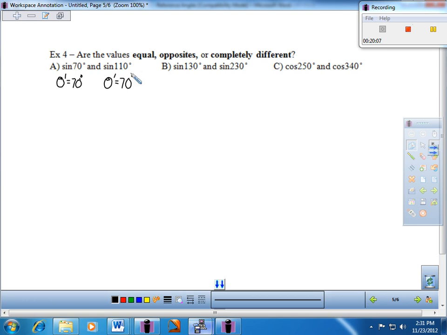Now I just have to determine, are they going to be the same, or are they going to be opposites from one another? So guys, 70 degrees, we all know is in quadrant 1, and sine is positive in quadrant 1. 110 degrees, everybody, it's in quadrant 2, and sine is positive in quadrant 2. And so as a result, sine of 70 and the sine of 110 should be the exact same. Again, I'm going to ask you to do these without the calculator there.